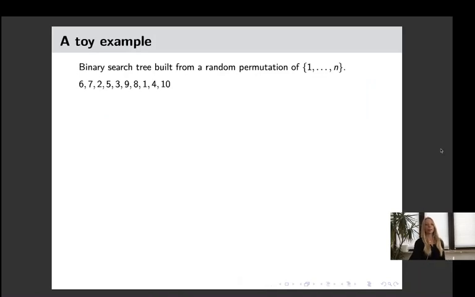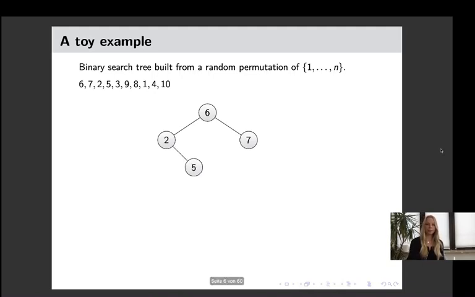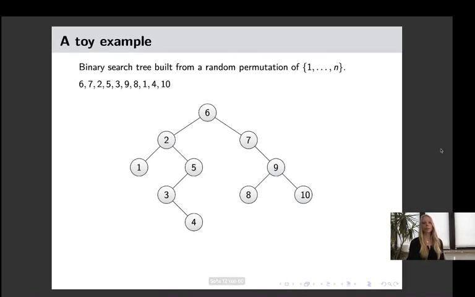So, as an introductory example, I would like to start with a binary search tree built from a random permutation of length n, here length 10. As is well known, the first key is inserted into the root. This is number 6 here. Then the remaining keys are inserted into the right or left subtree of the root, depending on their values being smaller or larger than 6. So letting the tree grow step by step, we obtain this binary search tree.